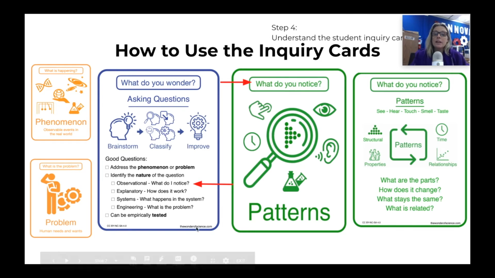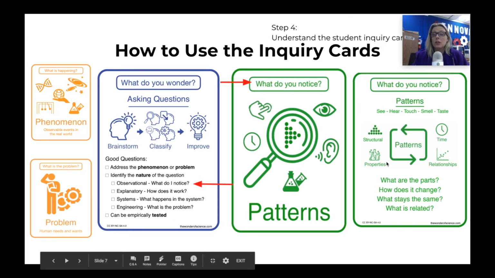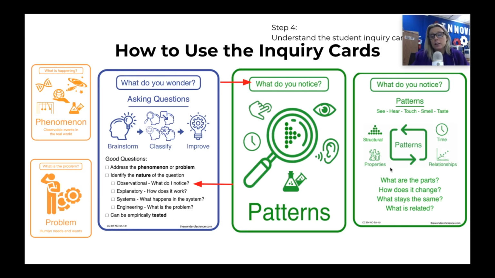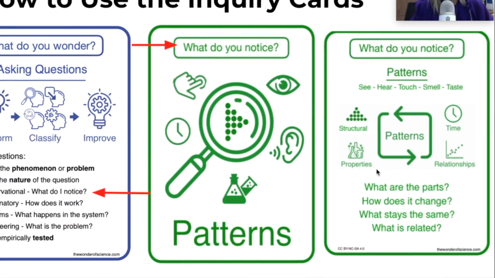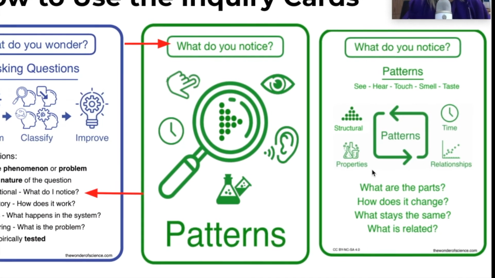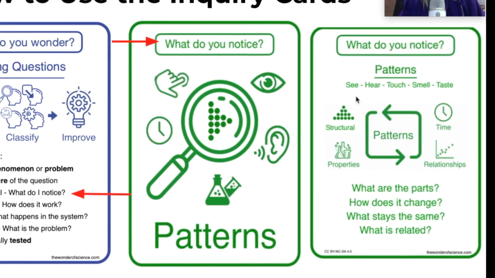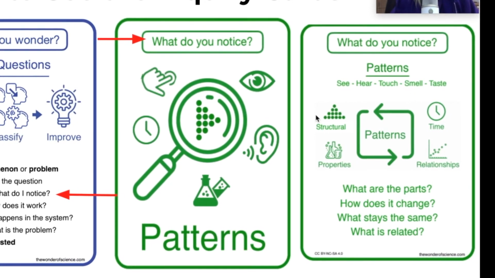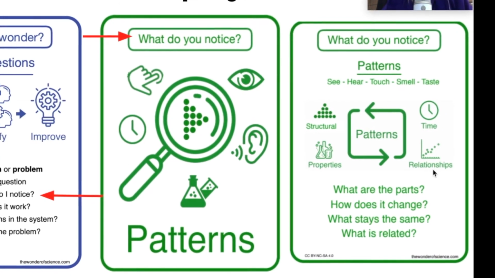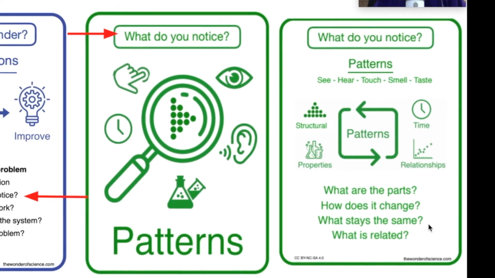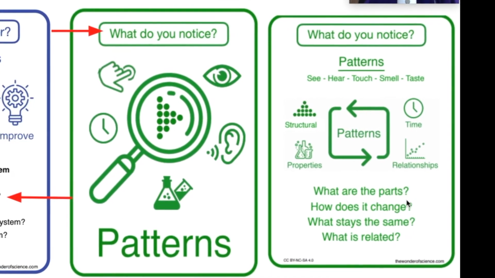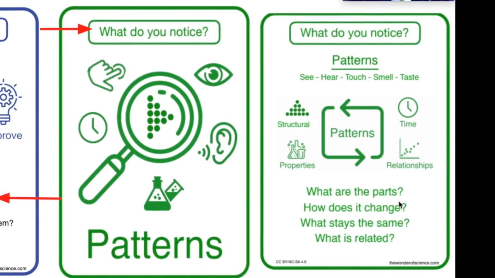Now, once they classify all the questions, you can use these crosscutting concept cards, flip them over, and you're going to get more probes for the students. So patterns of what they see, hear, touch, smell, or taste. Is it structural properties, relationships, or times? And then some more probing questions down here to help them improve their questions.